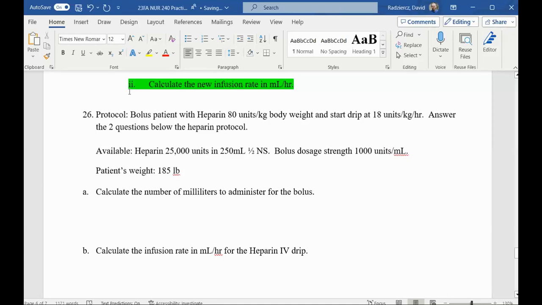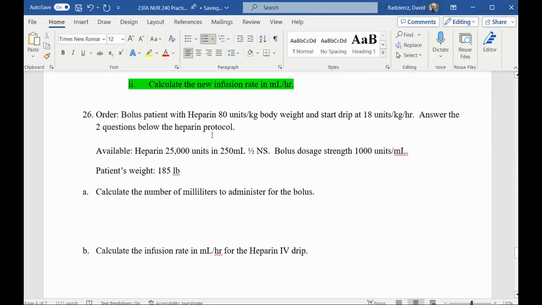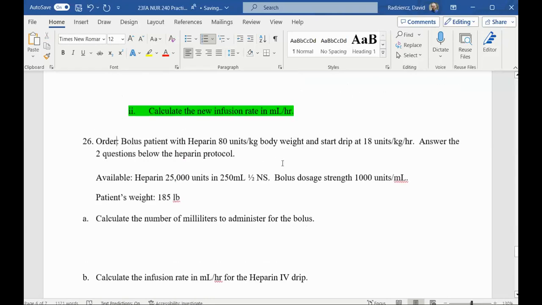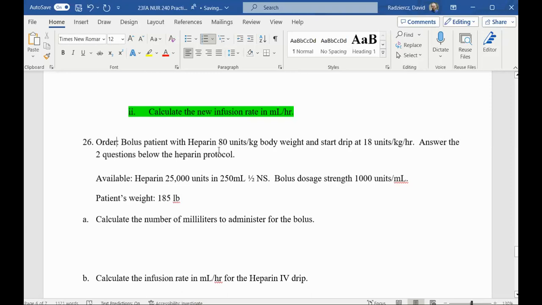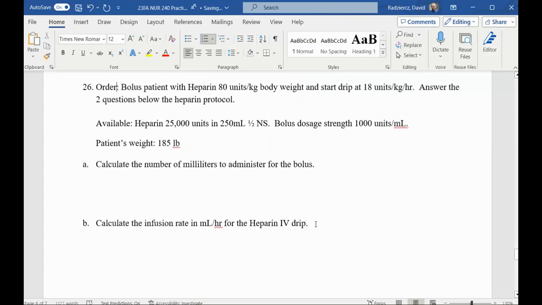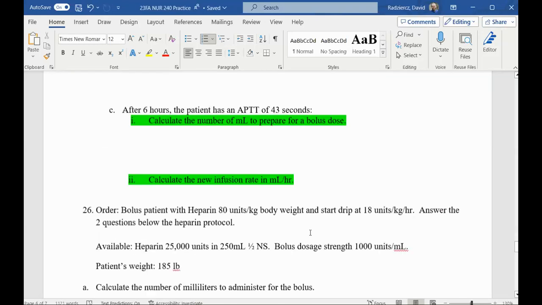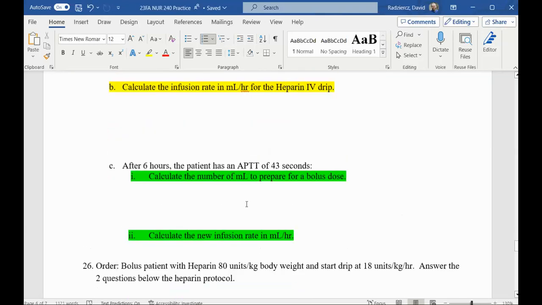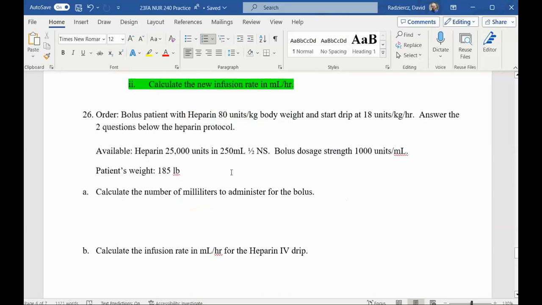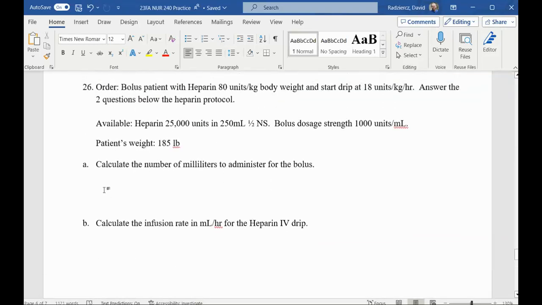Technically your order is more so the protocol. And we're just going to use the information from the order and the available to answer the questions of bolus and IV drip. And then we can create a separate question that is basically going to use the same information, but then introduce the APTT data. So I'll do a separate thing for that as well. So let's go ahead and do this.